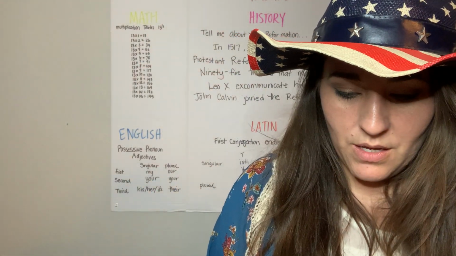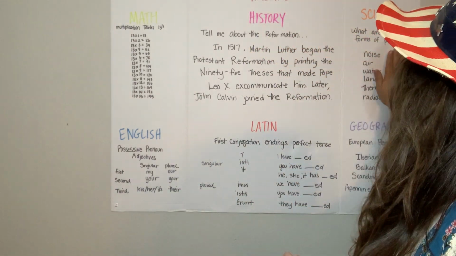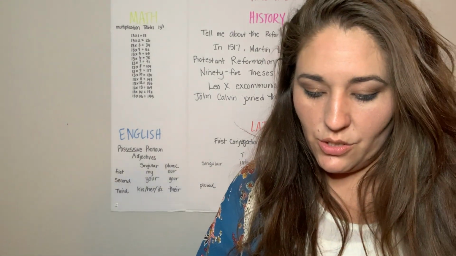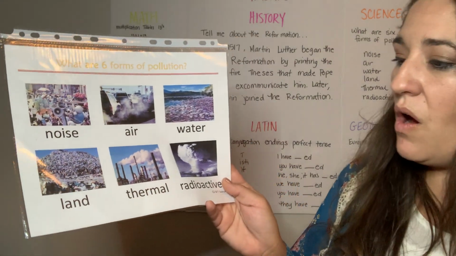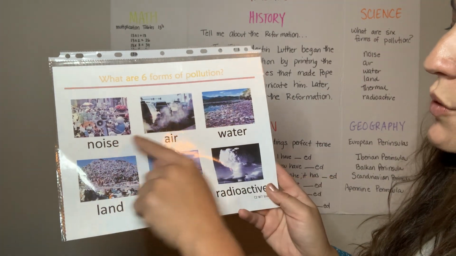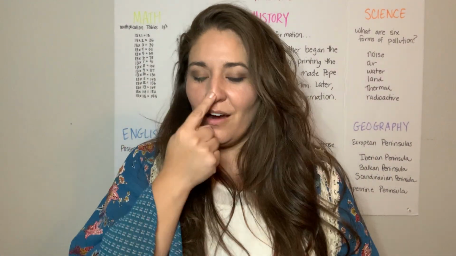And so we moved on from perfect tense into science. What are 6 forms of pollution? This was to Radioactive by Imagine Dragons. We sang the song to Radioactive because radioactive is a form of pollution. Noise, air, water, land, thermal, and radioactive. The hand motions for that are noise, air, water, land, we point down to the land, thermal, and radioactive.